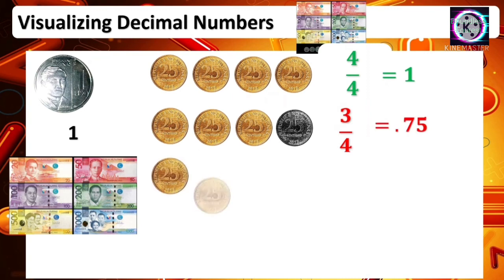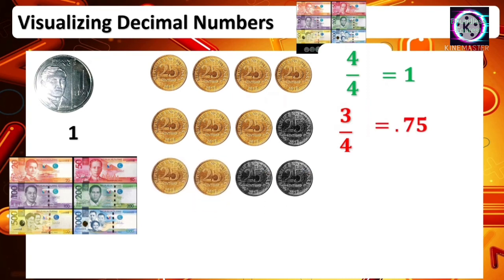Next, so we are going to express it as 2/4 or change it into its lowest term. So the lowest term is 1/2. What will be the decimal number? So again, just add or get the total of the centavo coins. So we have two 25 centavo coins, which is equal to 0.50.